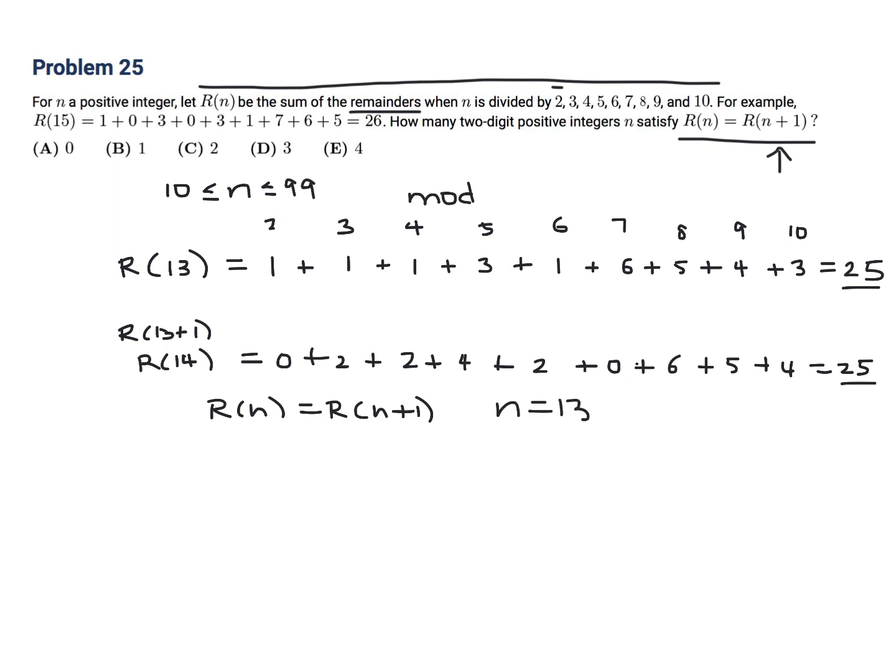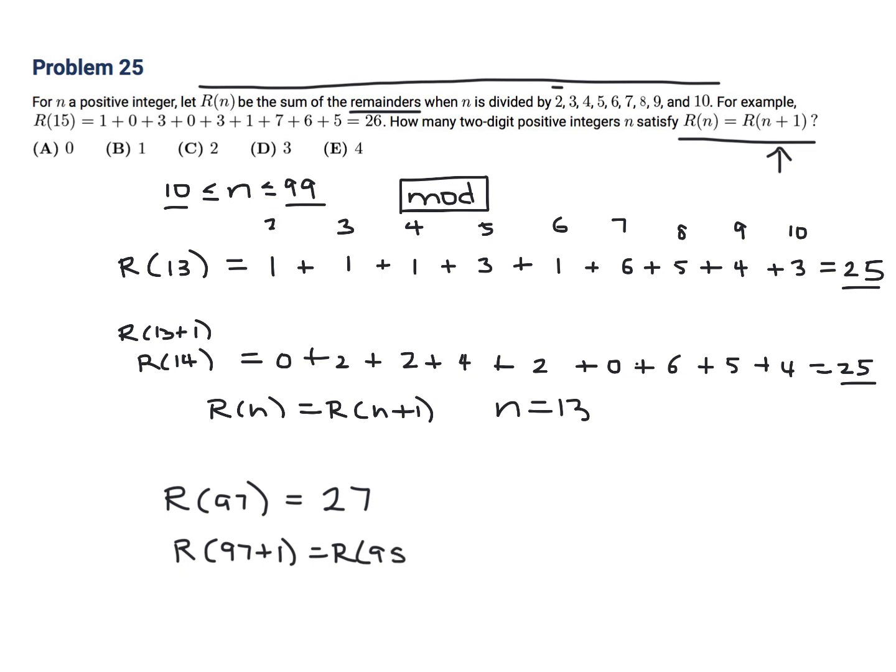Got it? So this is a question that obviously involves trial and error, but there's no way you're going to go through every single number from 10 to 99 on a math contest. That will take forever. So you've got to figure out a pattern using mod and come to a conclusion. And the other one that works is 97. r of 97 would be equal to 27. And then if you do r of 97 plus 1, which is 98, you would also get 27. So that's the other one. So 13 and 97 are the two values that solve this equation. So therefore there's only two solutions, and therefore the answer is C.